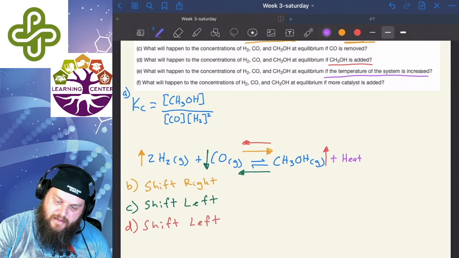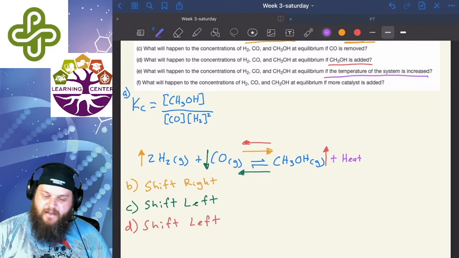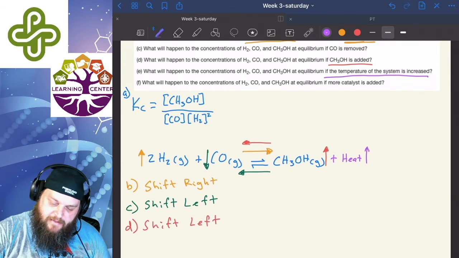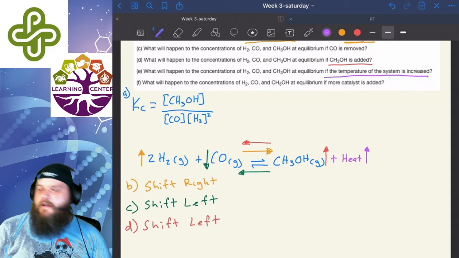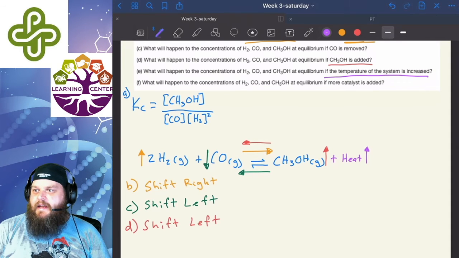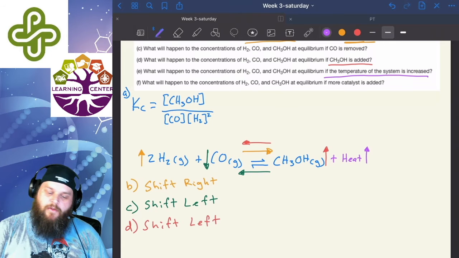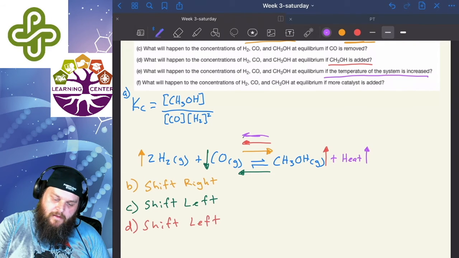So the next one is the temperature of the system is increased. So we're increasing this heat. Well, that's the same idea. We're increasing one of the products. Heat, in this case, is a product because it's exothermic. So we're shifting it backwards to the left side.